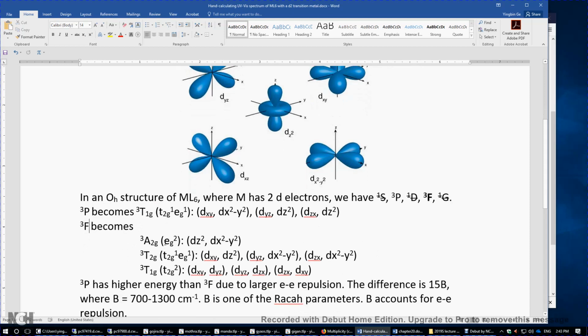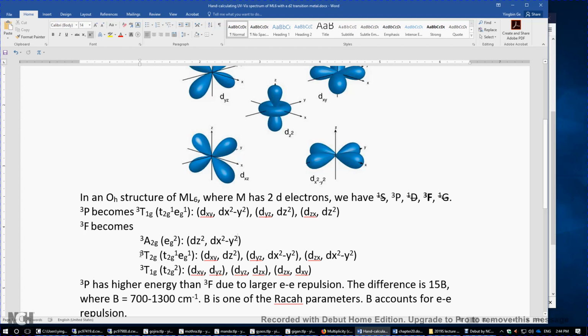So first, we can put the 2 electrons both in the eg orbitals. We have 2 different eg orbitals, dz squared and dx squared minus y squared. So they are here, dz squared, dx squared minus y squared. These 2 orbitals are not in the same plane. Therefore, the 2 electrons in these 2 orbitals feel less repulsion from each other.